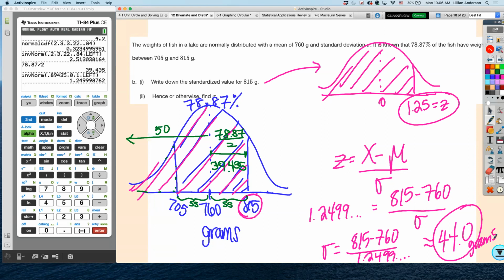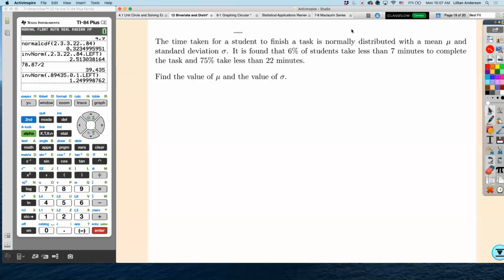Questions on using the z-score to help us figure out missing standard deviations. I would do the same thing if I was missing the mean. The time taken for students to finish a task is normally distributed with a mean of mu and a standard deviation of sigma. It's found that 6% of students take less than 7 minutes to complete a task and 75% take less than 22 minutes. So how does that break down in a normal distribution curve? Because I gotta find my mean and my standard deviation.